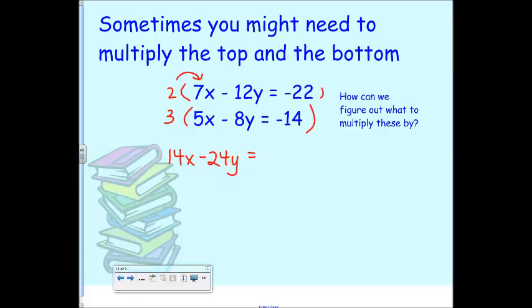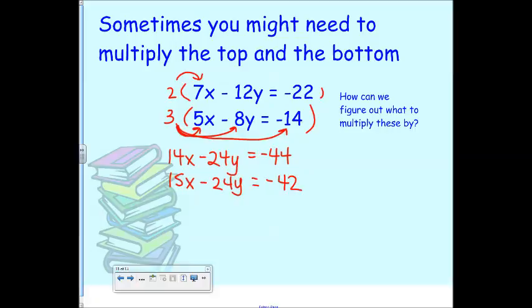So what's 3 times 5? 15x minus 24y equals, what's 3 times 14? 42. So negative 42. All right, can I eliminate right now, or do I have to change my signs? Change your signs. So this becomes negative, this becomes positive, and this becomes positive.